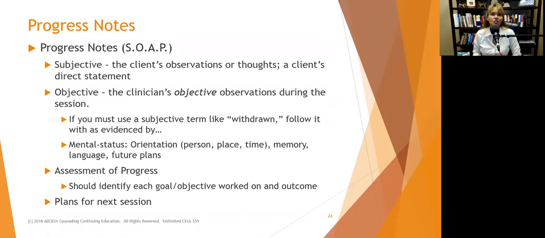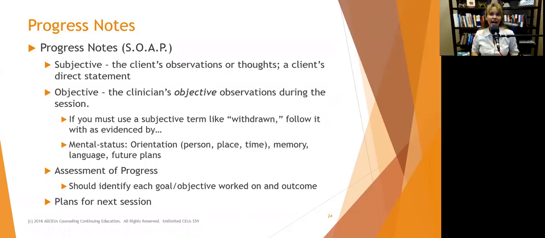If you must use a subjective term like withdrawn, follow it with "as evidenced by," because withdrawn, does that mean the person had poor eye contact, wasn't talking? What did withdrawn look like for this client? So be as objective as possible so anyone reading the note can understand what was actually going on.